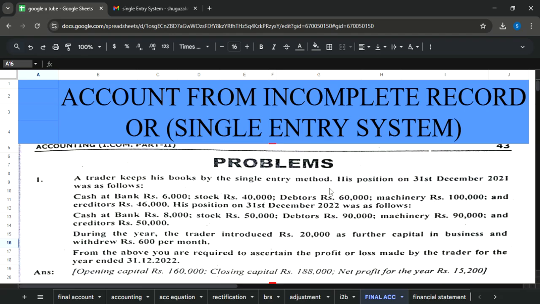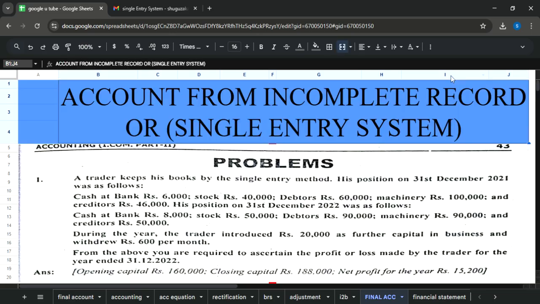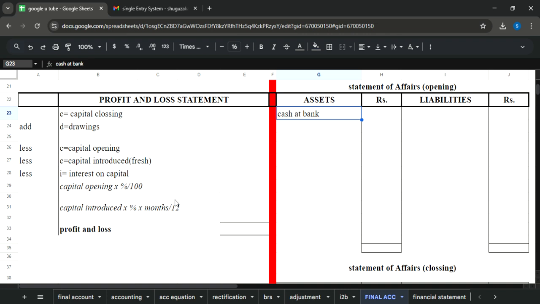So let's begin. Under 2021, that means opening. The first item we have is cash at bank. So we'll go to statement of affairs opening and write cash at bank. This was our first item, and we are going to write it in the opening statement. Here you can see that our cash at bank was 6,000. Just write the amount in the relevant column, 6,000. First item we have written.